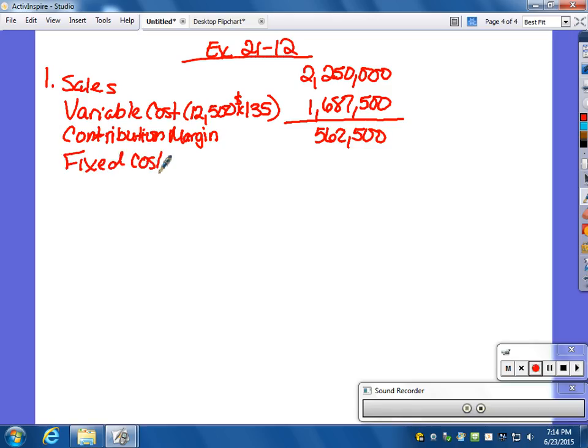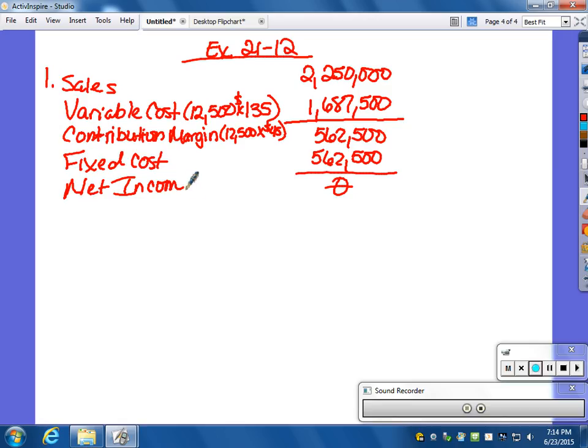The fixed cost is 562,500. And that's fine. How else would you have gotten contribution margin? You had how many units? 12,500? And if you would have multiplied that by your contribution margin per unit, you would have still gotten 562,500. Yeah, because it all comes back to the fixed cost. Right. And this is net income.